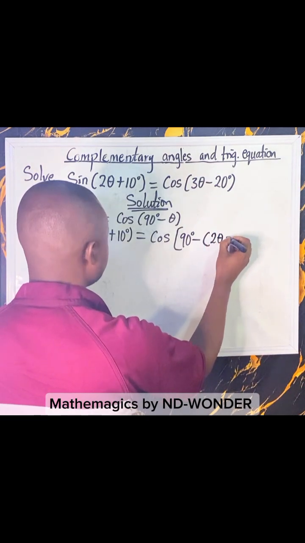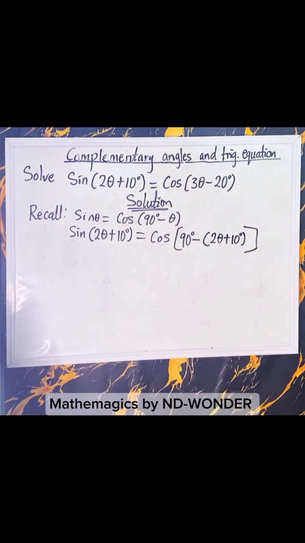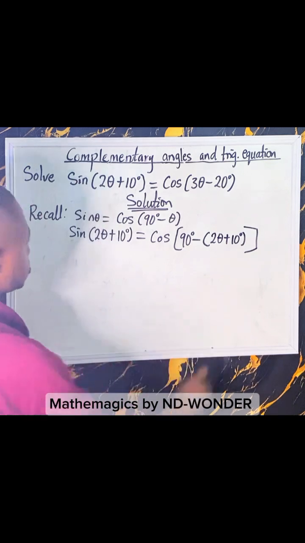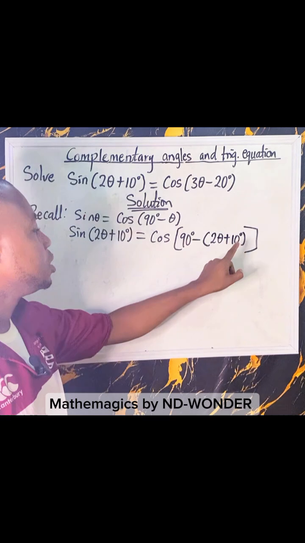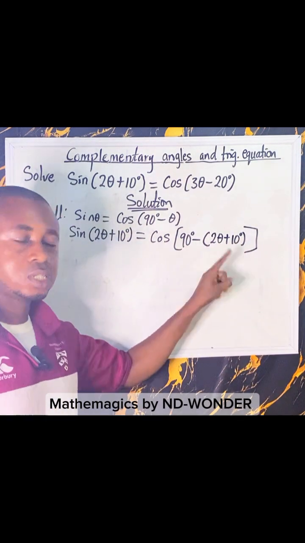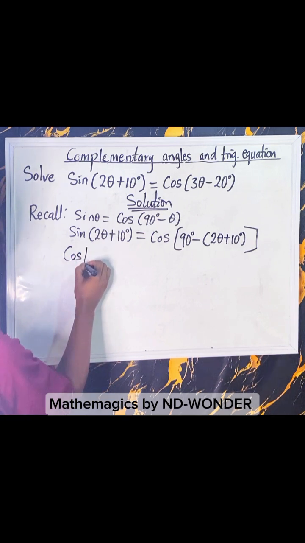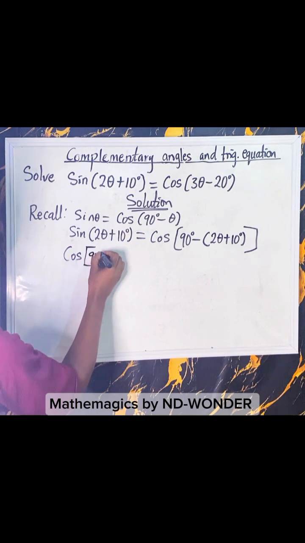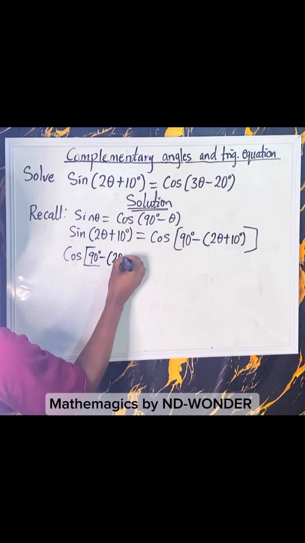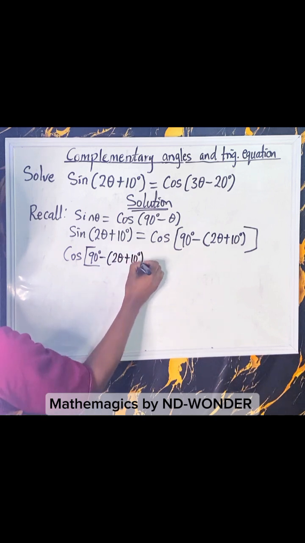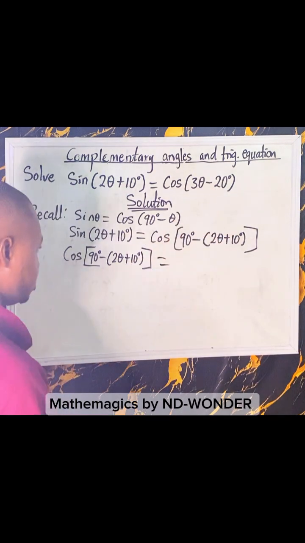In that case, this will be substituted into the equation. If sin(2θ + 10°) is what you have here, anywhere you see this, you call it this. So this becomes cos(90° − (2θ + 10°)). Then it will be equated to cos(3θ − 20°).